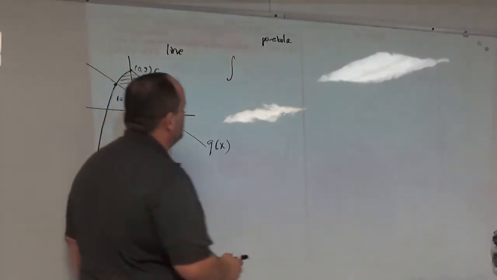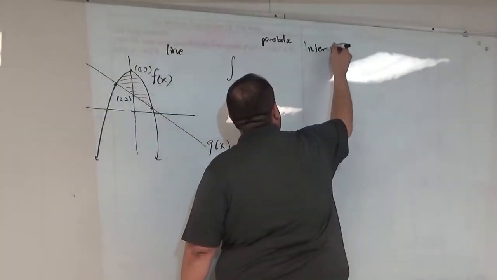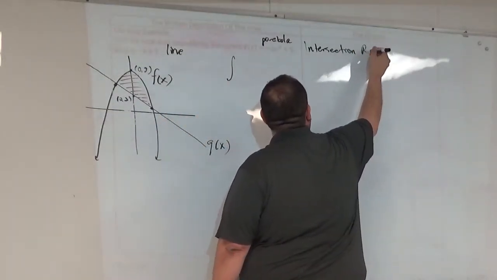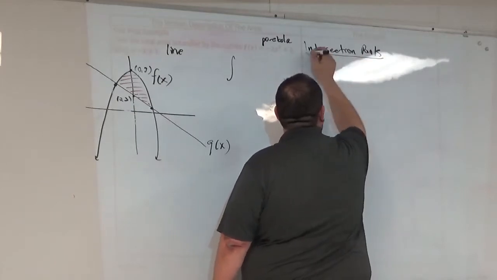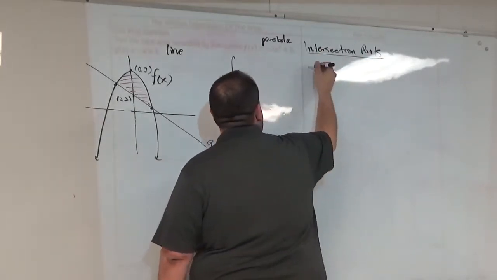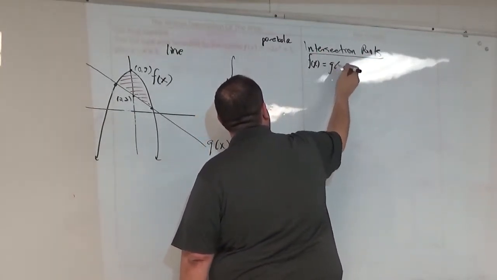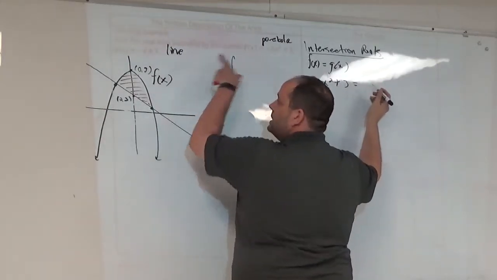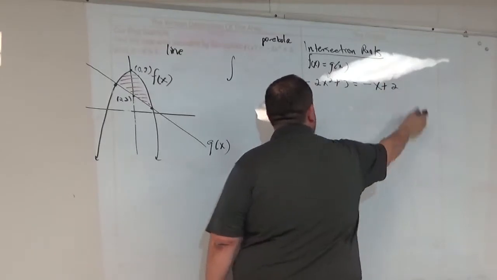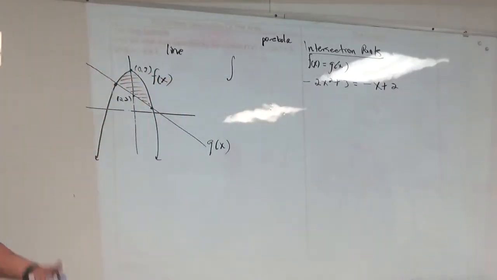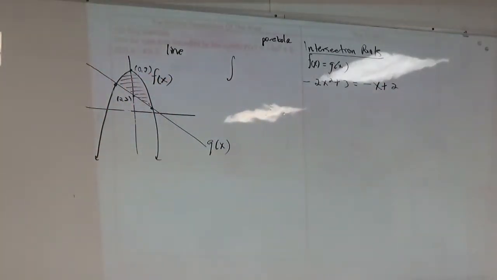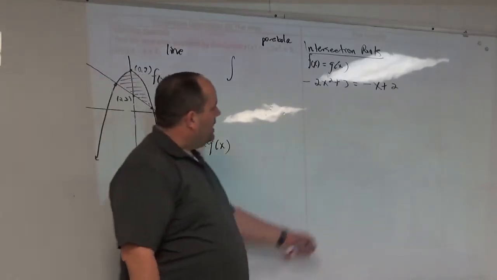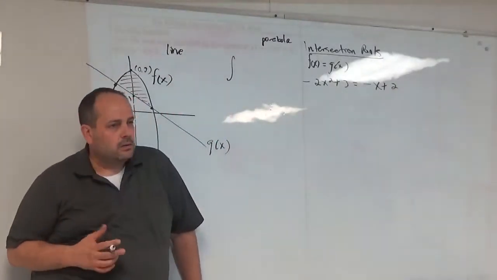If I want the intersection points, you guys know how to find them: when f of x equals g of x. What we need is for f of x to be equal to g of x. So f of x is negative 2x squared plus 3. g of x is negative x plus 2. I'm looking to see where they're equal. Well, I need some algebra skills here.